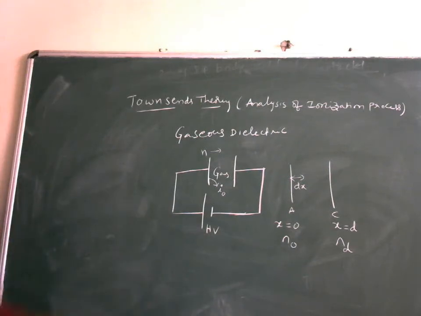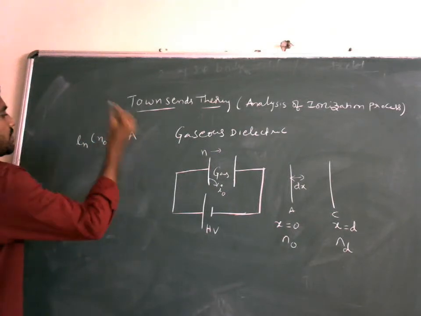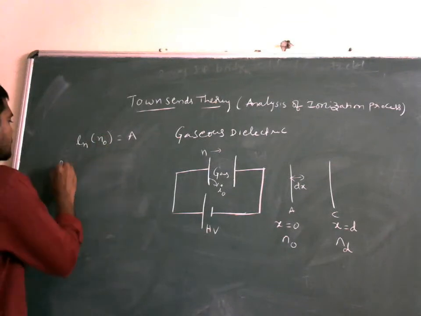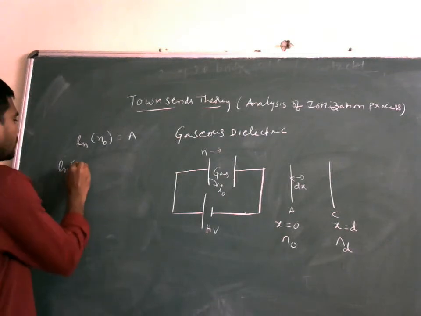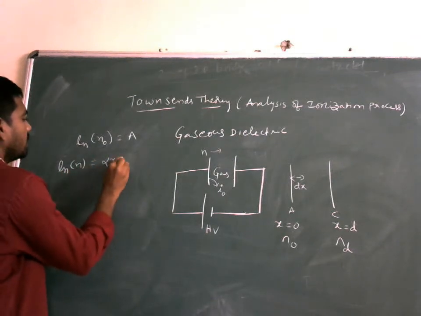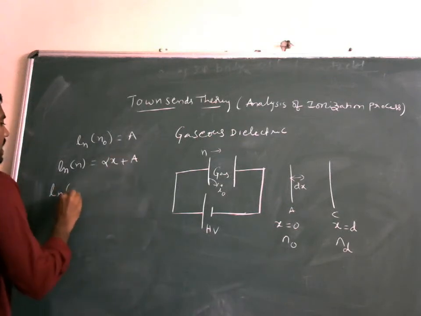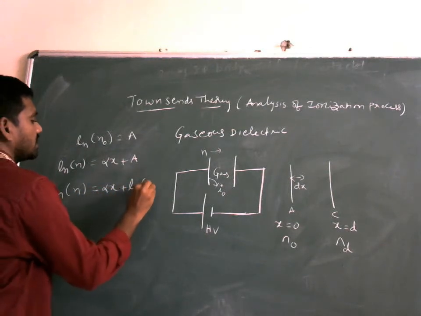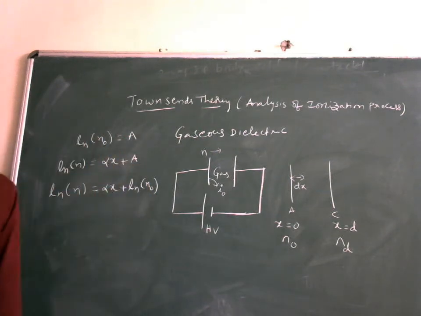By applying the initial condition, we get ln of n naught is equal to a. After that, what is the first equation we are going to get? We know this equation: ln of n is equal to alpha x plus a. So in place of a, we substitute ln of n naught. ln of n is equal to alpha x plus ln of n naught.